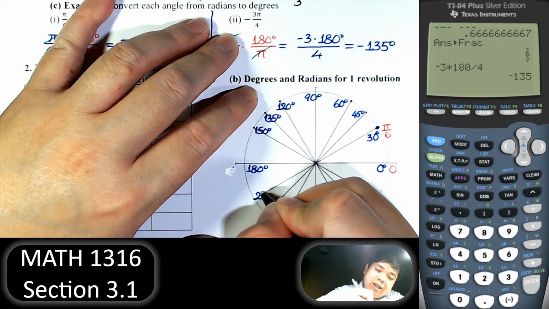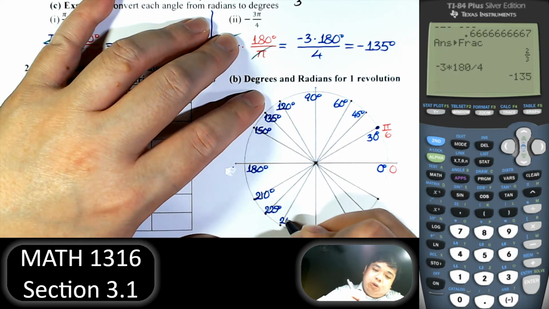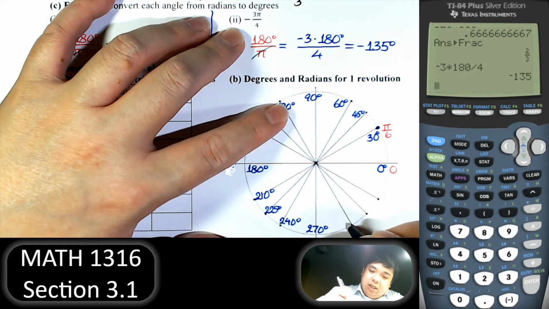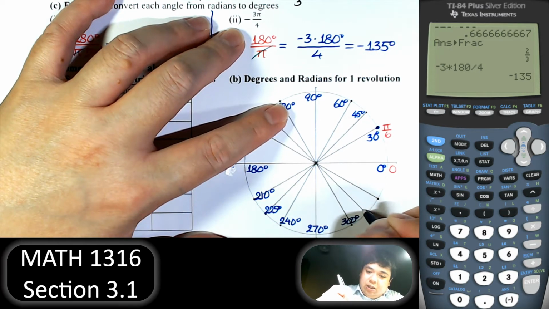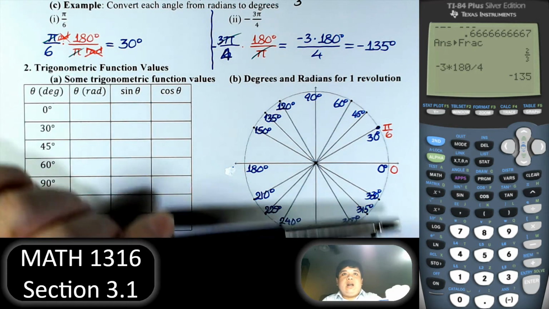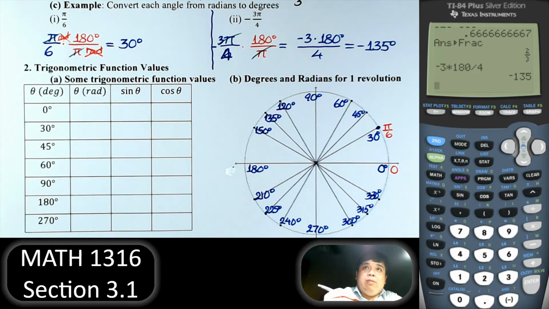Next will be 210, 225, 240, 270, 300, 315, and 330. Those are the values on the circle in the standard position. Now, the equivalent in radians. Pi over 6.